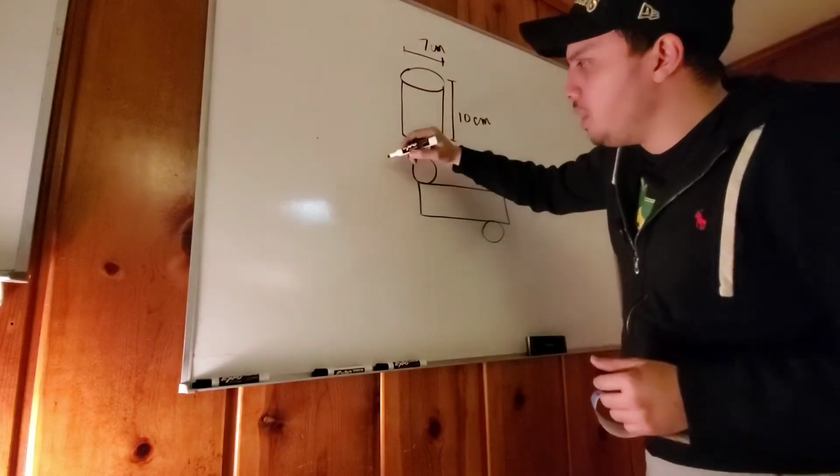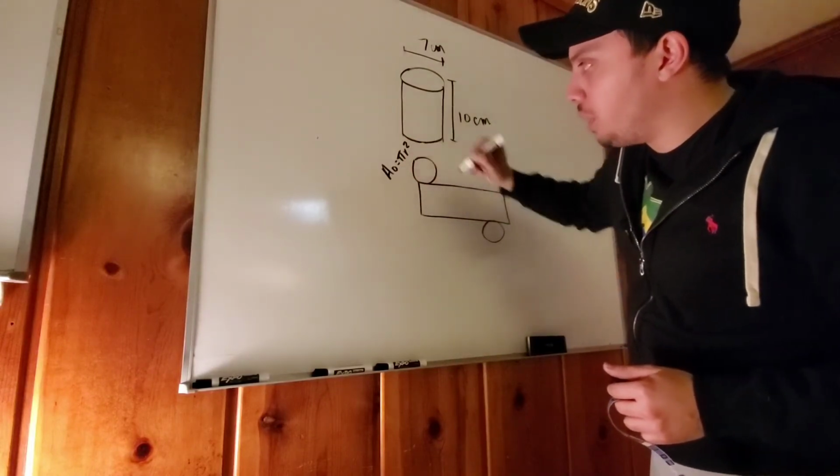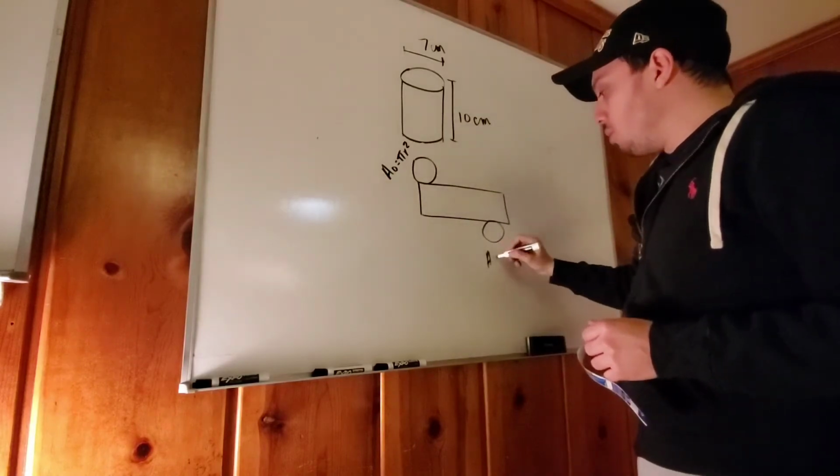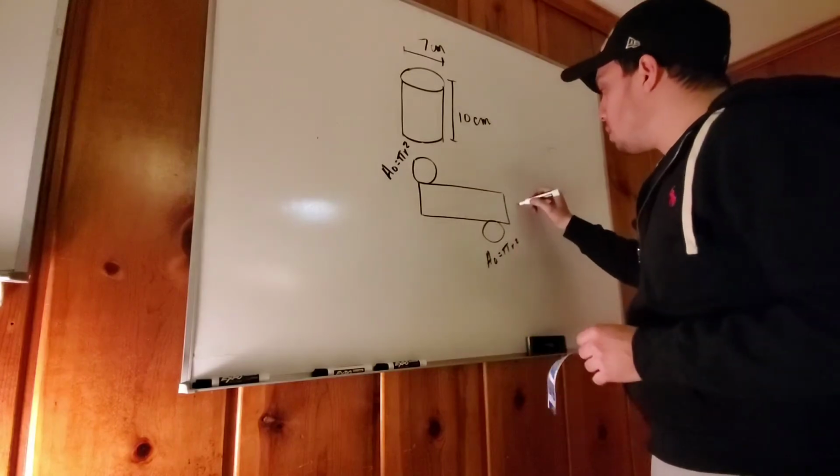So obviously, I know that you know how to find the area of a circle because we've been doing it, pi radius squared. And so this one also would be pi radius squared. And this one is going to be base times height, right?